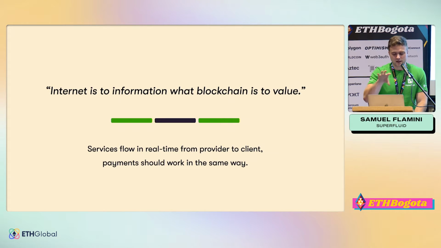With services, the way that these work is that they flow in real time from a provider to a client, right? Netflix is something you watch in real time. Your work is something you provide in real time. However, the issue is that the payments for that value are disconnected from the way they're actually being provided, right? So you work through an entire month and you get paid at the end of the month, right? Why shouldn't you be getting paid every second?